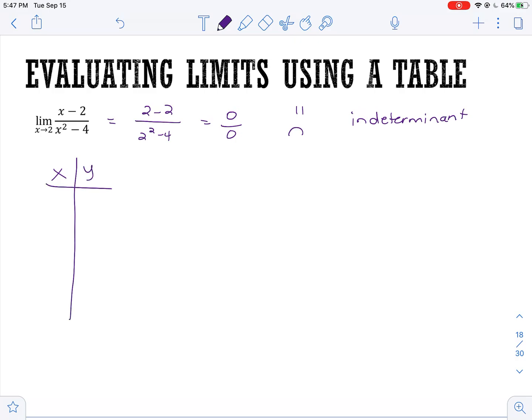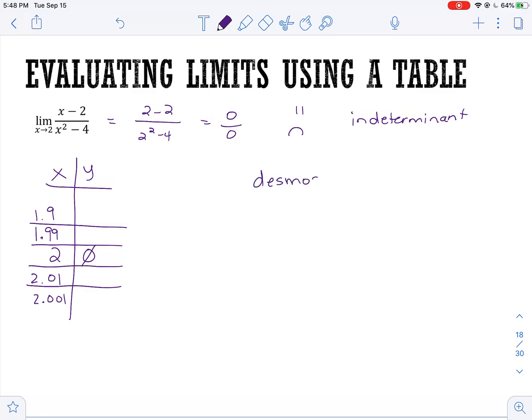So we can make a table. I want to get super close to 2, so I want to know what's happening on both sides of 2. I want to know what's happening at 1.99 or 1.9 or 2.01 or 2.001, because I know at 2 my graph is undefined, but I want to know what's happening as I'm getting really close to 2.